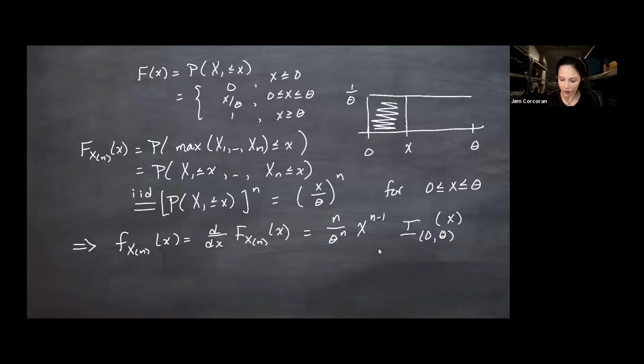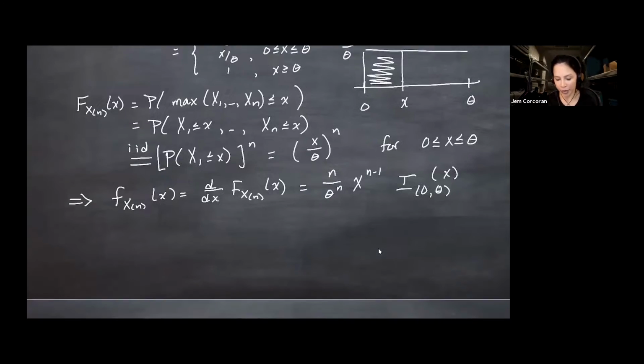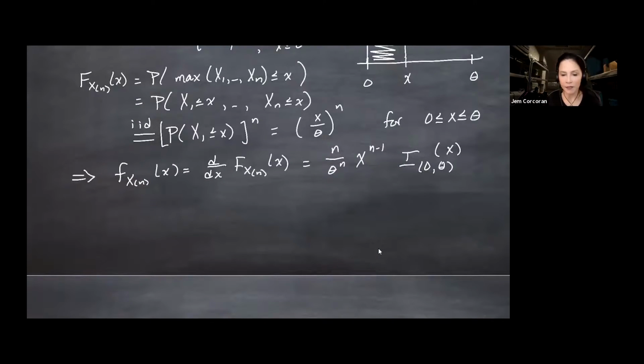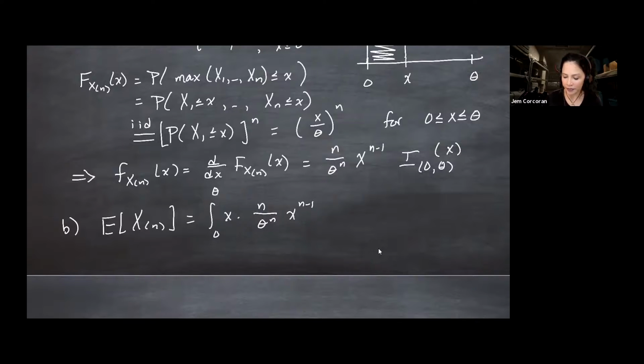Okay, so we need to find the variance. I'm not sure what your answer to B is, but you're going to have found the expected value of this maximum, which means you actually have to do this part. So I won't complete this, but in B, the expected value of the maximum is going to be the integral from 0 to theta of x times n over theta to the n, x to the n minus 1 dx.